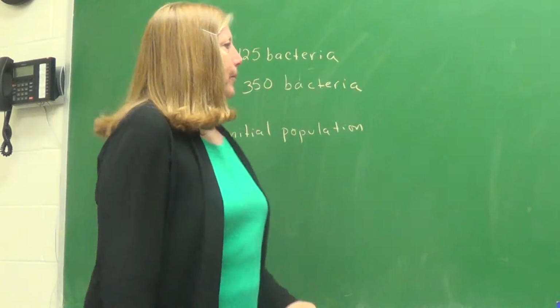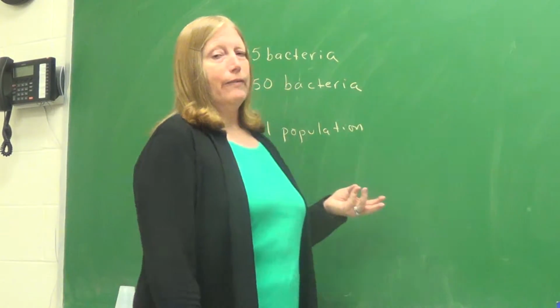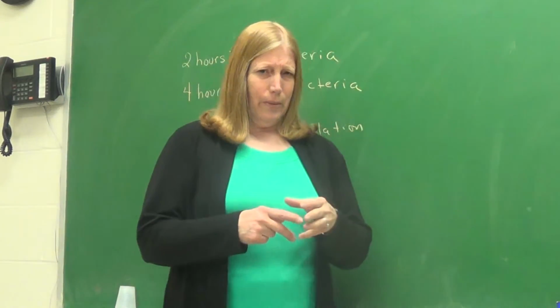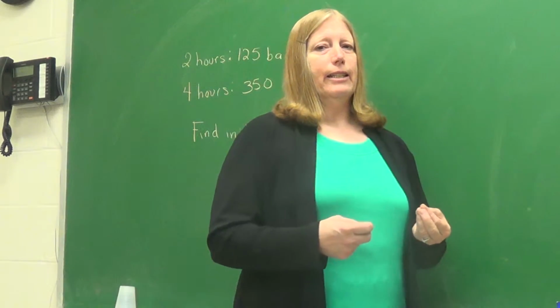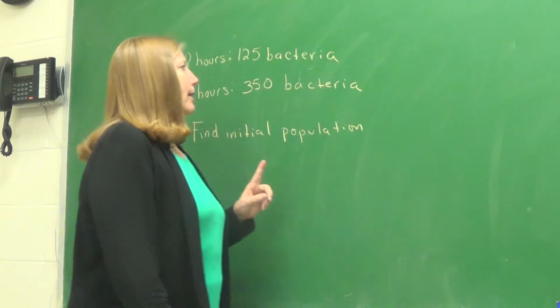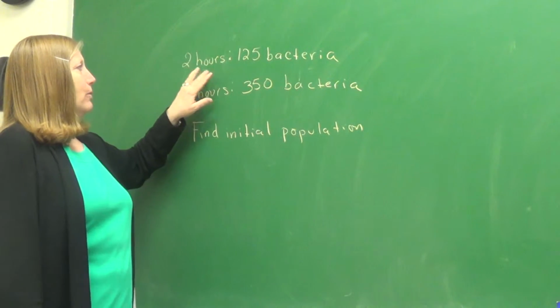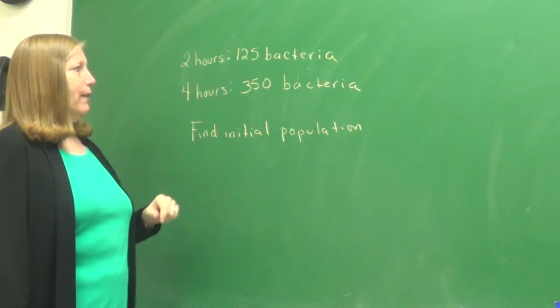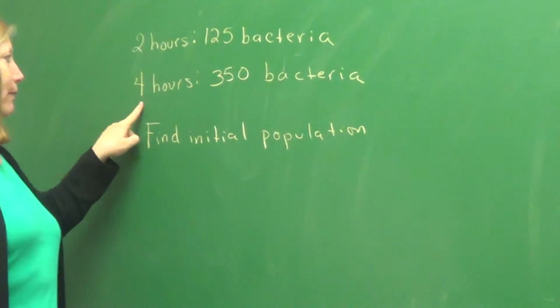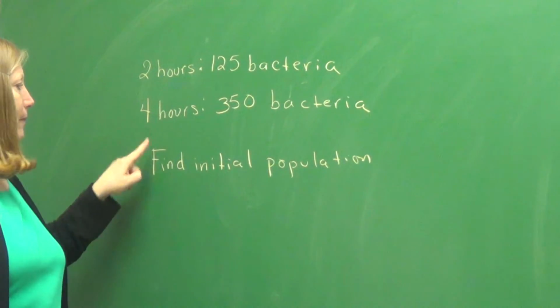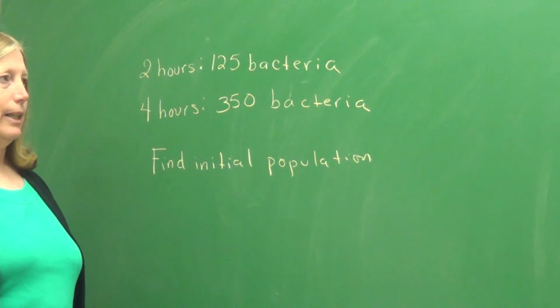Hi, Allie. We are starting off today with an exponential growth problem that we haven't seen this kind of twist to. So if you would write it down, we have 2 hours: at 2 hours, 125 bacteria, and at 4 hours, 350. And we want to find the initial population.